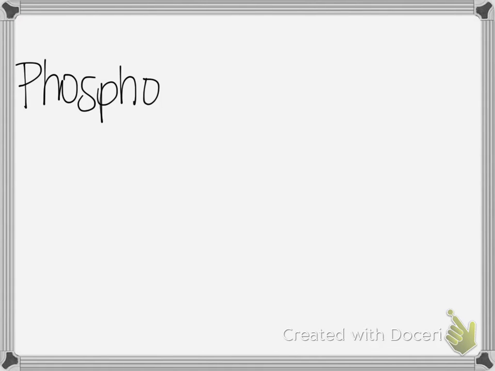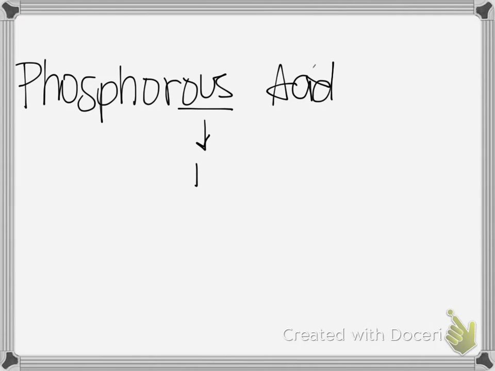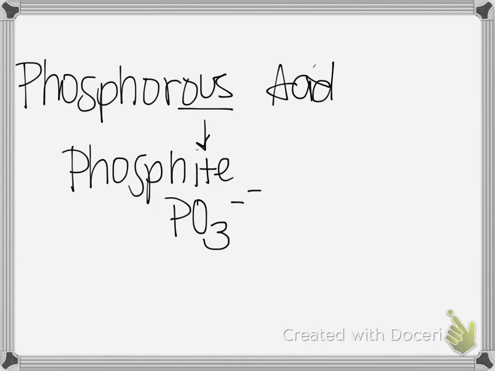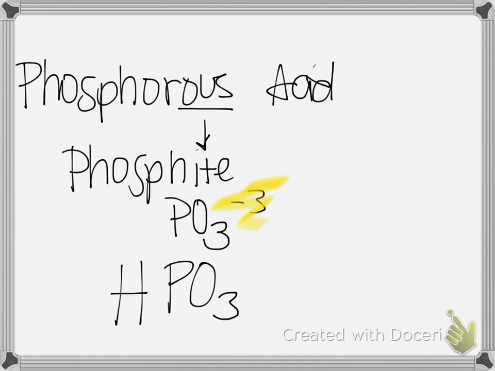Phosphorus acid. Sorry, that does say acid. OUS comes from ITE. So this is going to be phosphite, which is PO3 minus 3. In order for it to be an acid, I have to put an H in front. Now from this minus 3 charge, it has to be balanced out. So this is very similar to the ionic naming, like I said before. It has to balance out with my positive 1 H's. So that's why I'm going to need 3 of them.